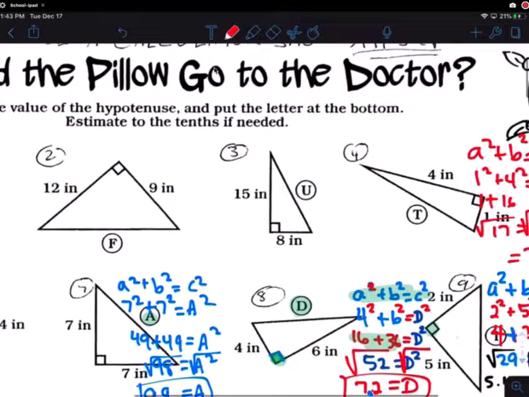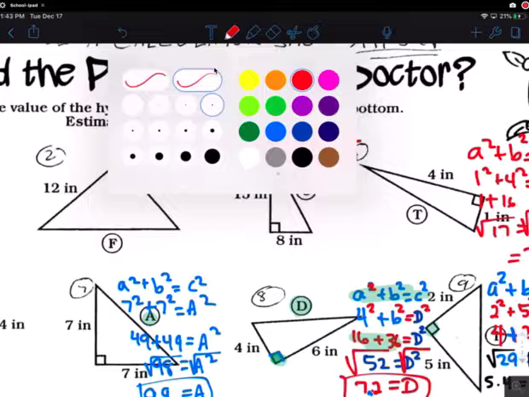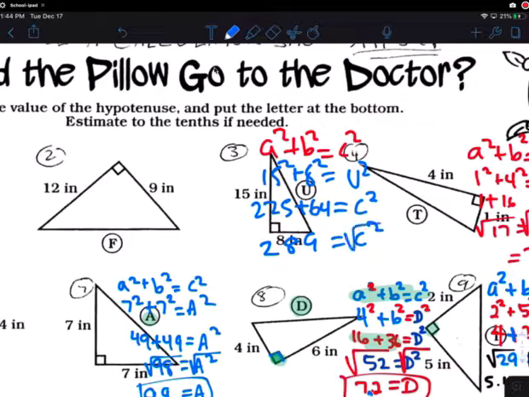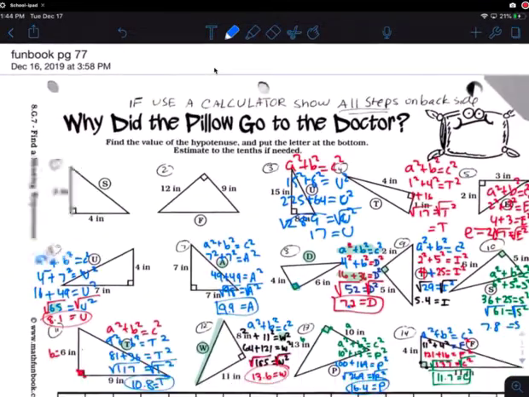Okay, finish the rest, guys. That's 15 squared plus 8 squared equals u squared. 225 plus 64 equals u squared. 289 equals c squared. Take the square root. I think it's 17. The square root of 289, yeah, 17. I mean, this is u. U is 17.